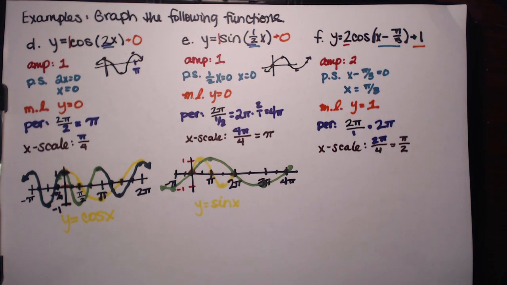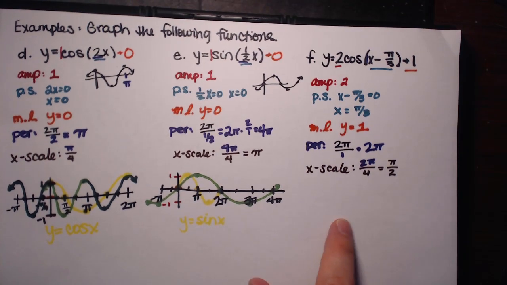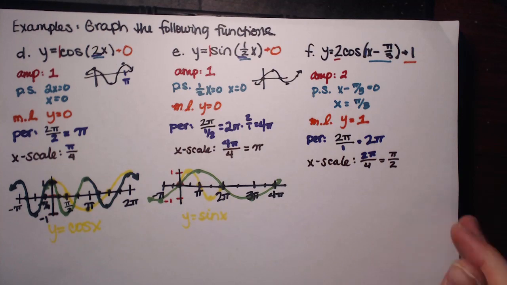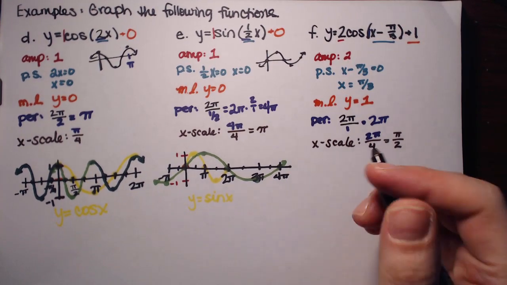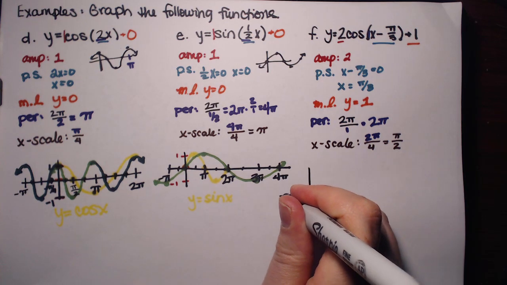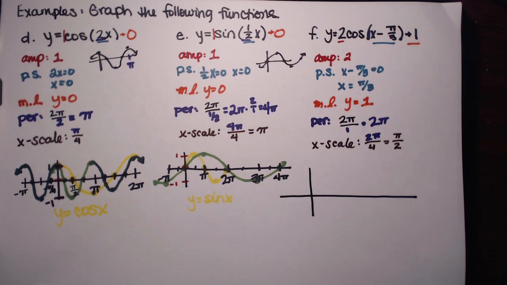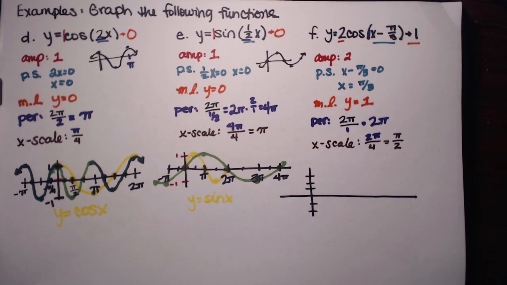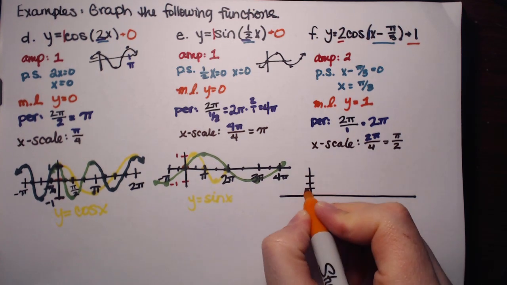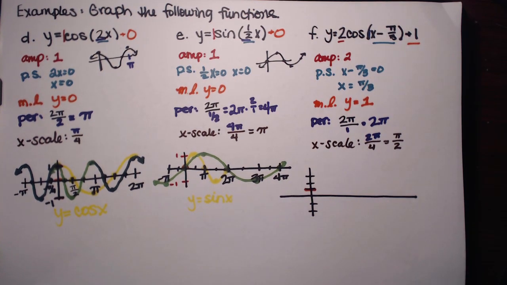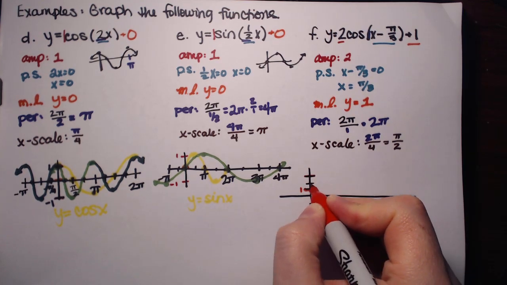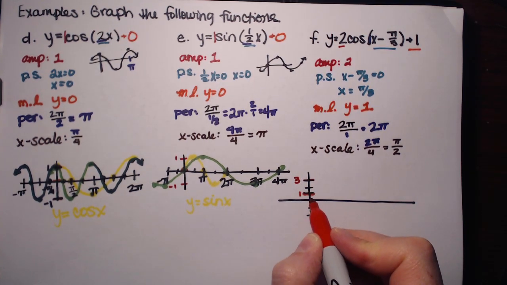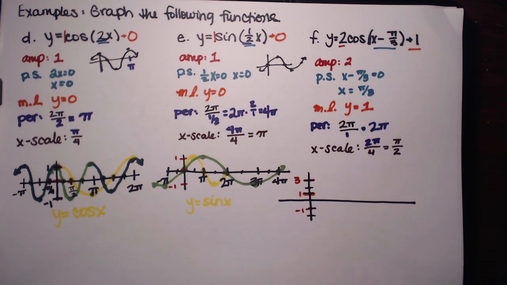Okay, and then I want to get through one more example in this video. With this one, we have a lot going on. Okay, so the mean line gets moved up 1. So this is my new middle. And then I want 2 above that for the amplitude. So 1, 2, 3. And 2 below the mean line. So 0, -1.